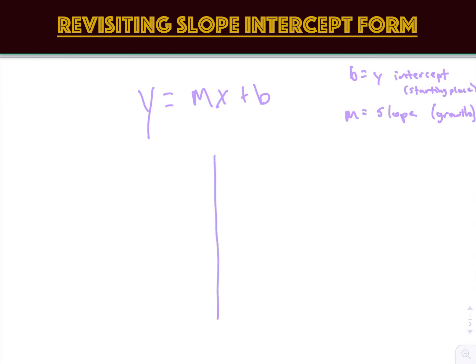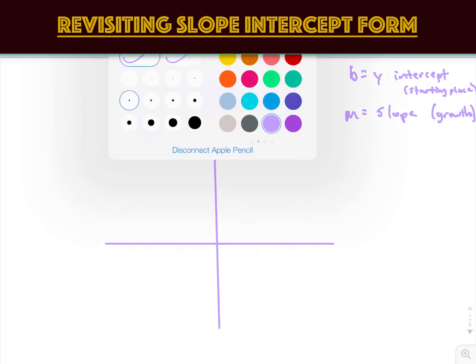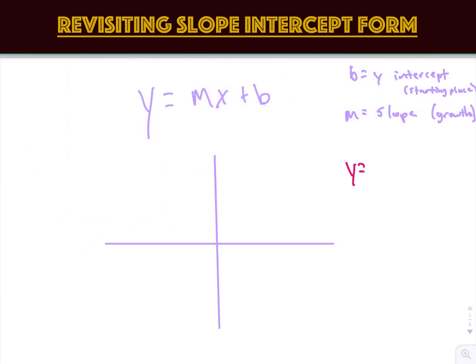So to use my coordinate grid, graph a y-axis, graph my x-axis. If we had a line that said y equals negative 3x plus 4, my y-intercept means where on the y-axis does it start, my starting place. So if it starts at positive 4, I'm going to go up 4. So when x is 0, y is 4. That's my y-intercept. It's where it intersects the y-axis.